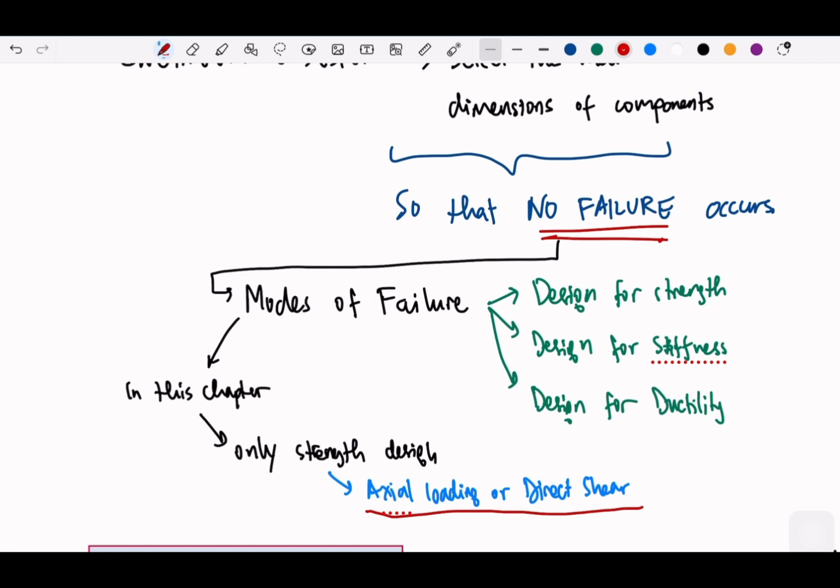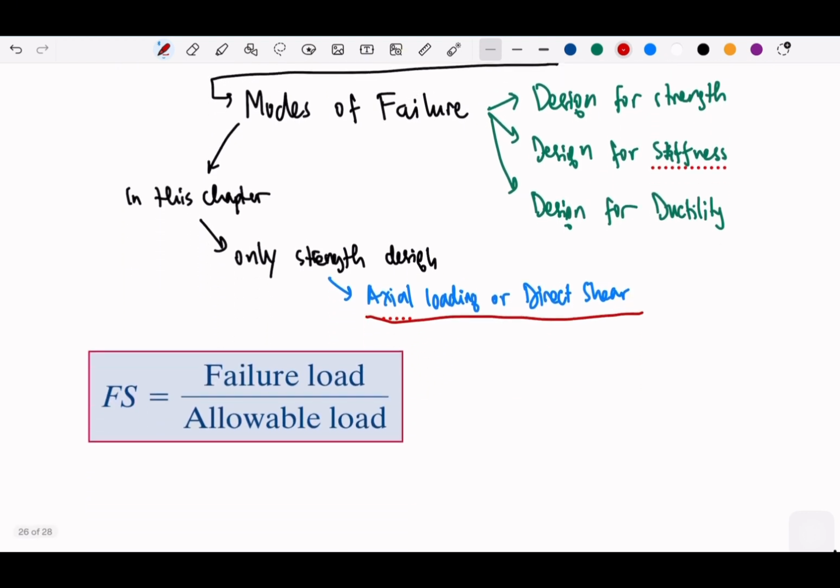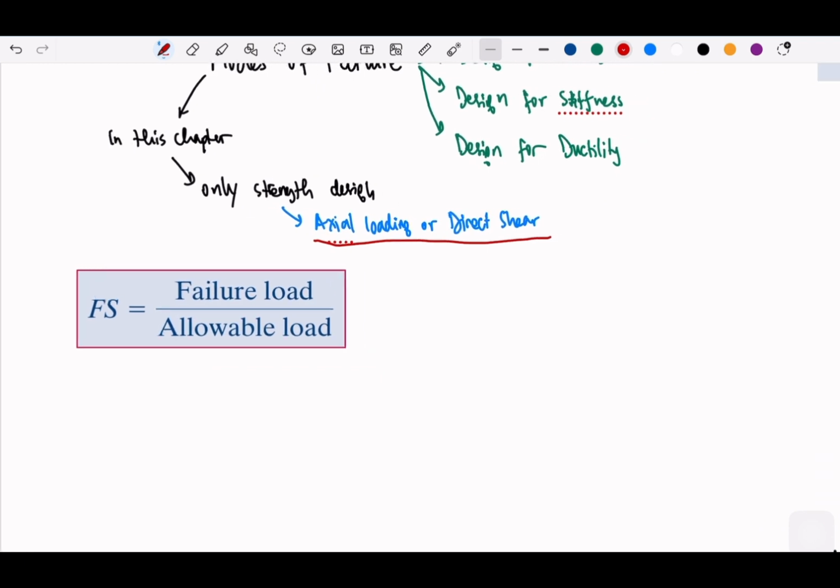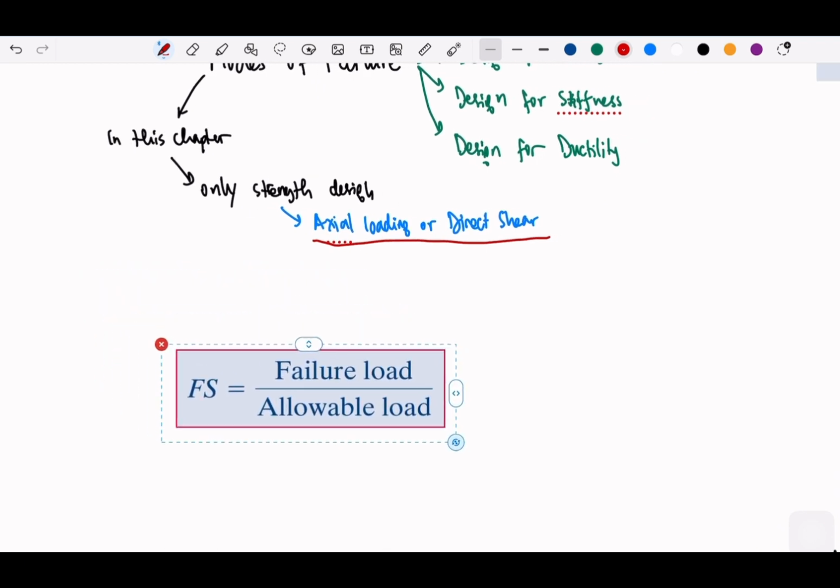So based on that, the first idea is about the safety factor. As we want to make it into our equations, we could define the safety factor as the failure load divided by the allowable load.